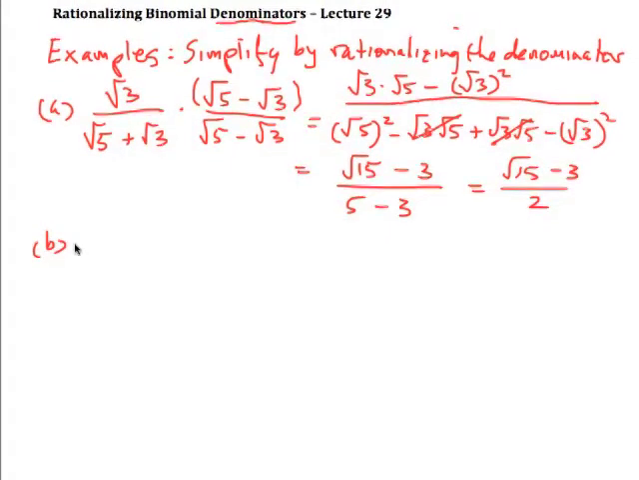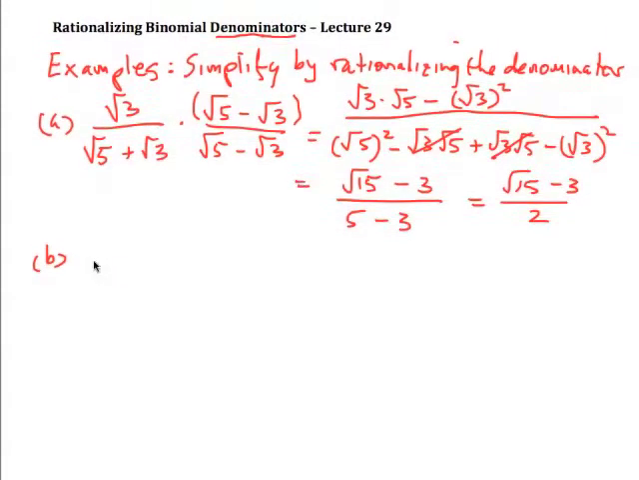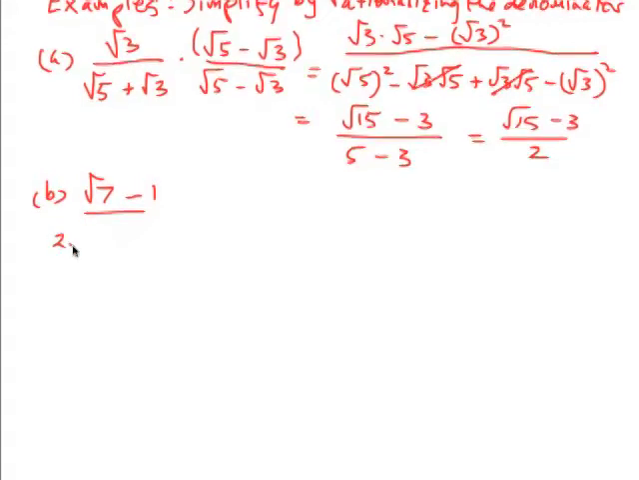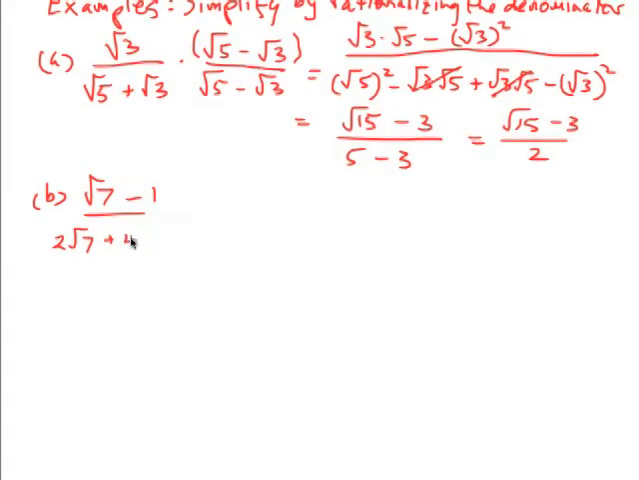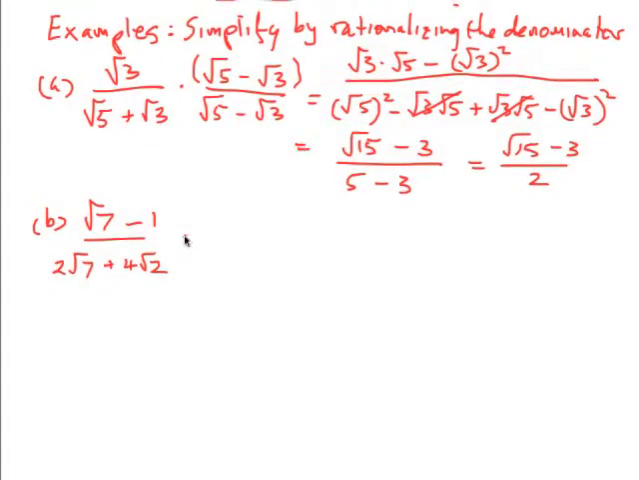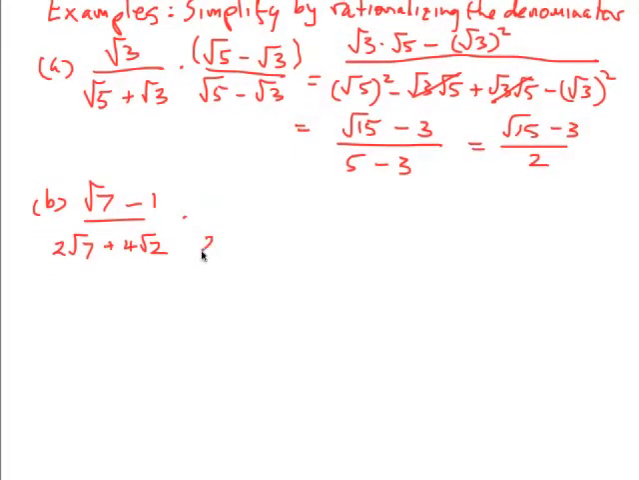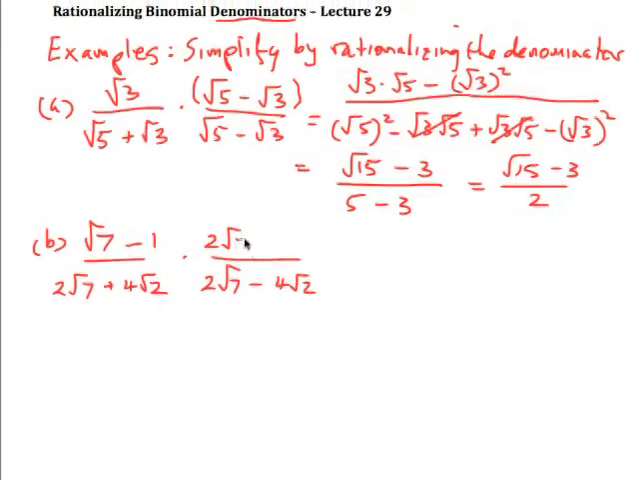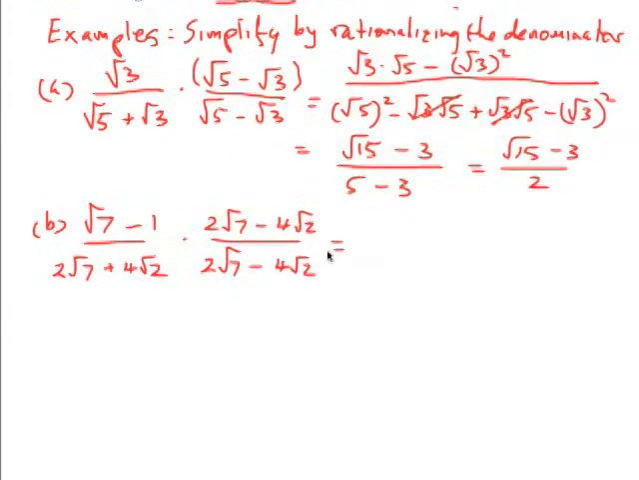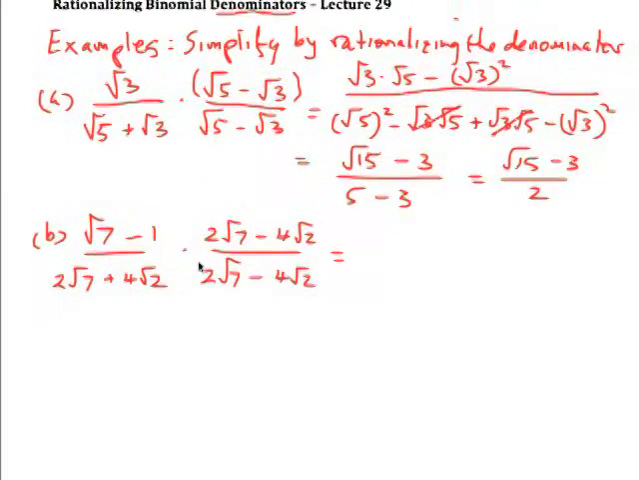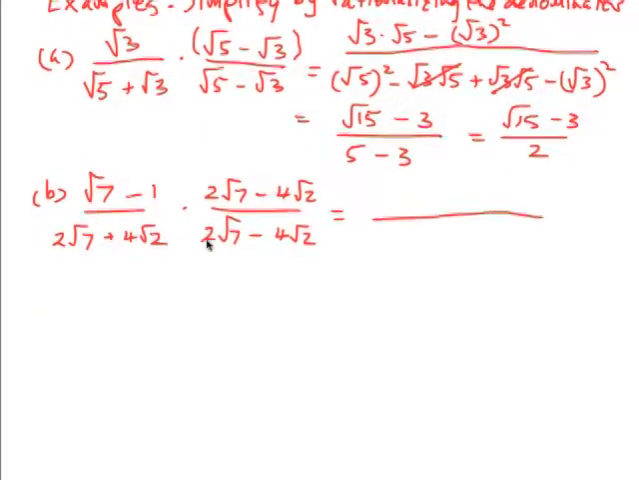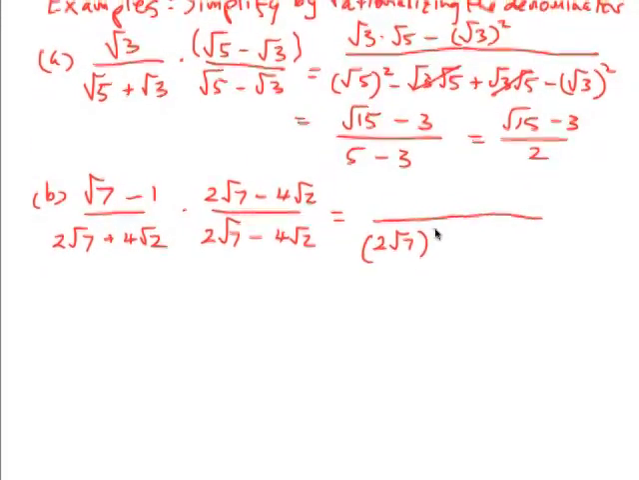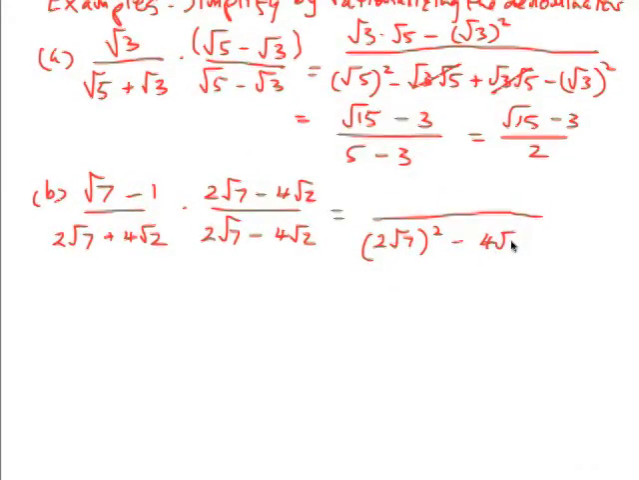Let's suppose that we have the square root of 7 minus 1 over 2 square root 7 plus 4 square root 2. Now again we look at doing the same thing here. So we're going to multiply by 2 root 7 minus 4 root 2, and we have to do that to the top as well. So at the top we're going to have to FOIL. Let's do the bottom part first, it's easier because we're not going to FOIL it out. We now know that all it really will be is 2 root 7 squared minus 4 root 2 squared.